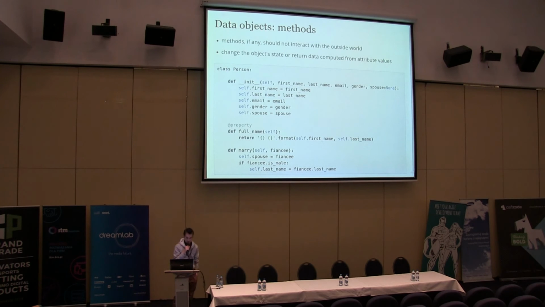But if they do, the methods should not interact with the outside world. They should not access the global scope. Methods of data structures could be used either to change the object state or to return some values computed from attribute values. So in this example, we have a full name property that returns the person's full name computed from first name and last name. The married method changes the object state. It changes the value of the spouse attribute and optionally last name. If you wanted to send an email to this person, we wouldn't implement a send email method, but an email sender class which would accept the person instance as an input argument.